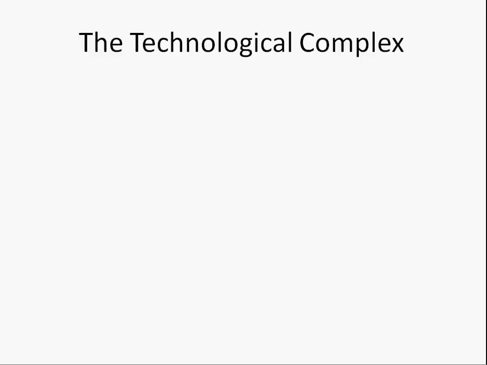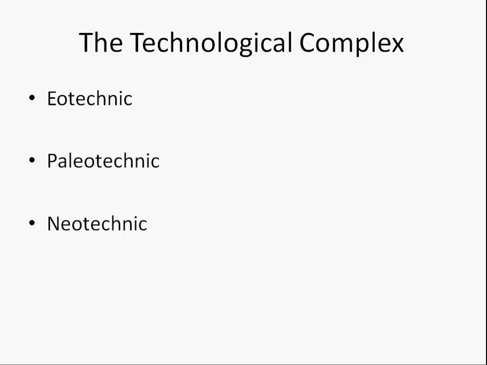So as we look at the technological complex, Mumford divides basically the last 1,000 years into 3 intertwined and overlapping complexes called the Eotechnic, the Paleotechnic, and the Neotechnic phases. And so Mumford's basic point here is that each of these phases forms a technological complex.